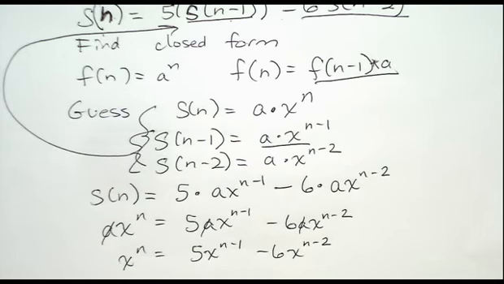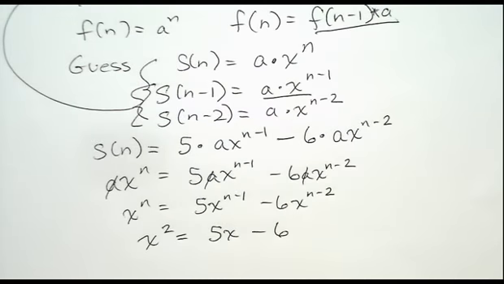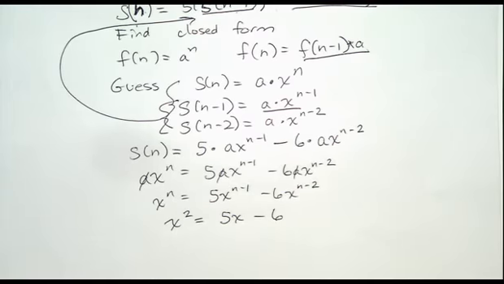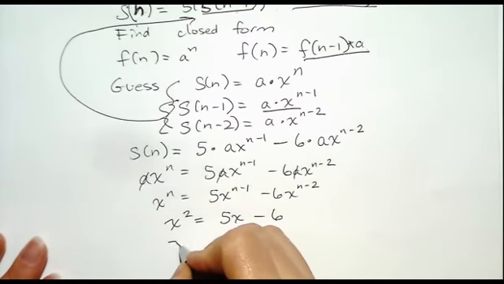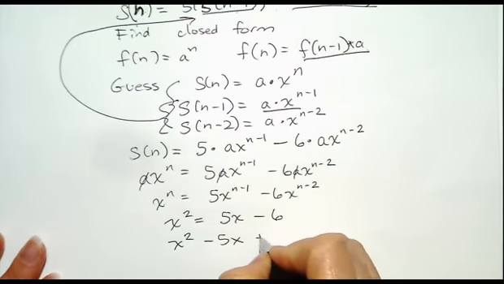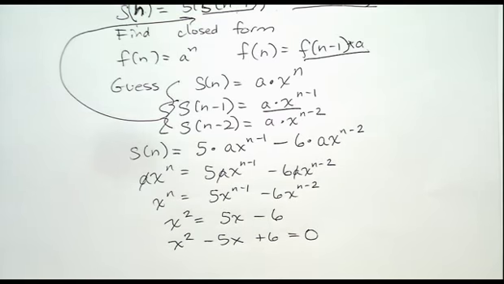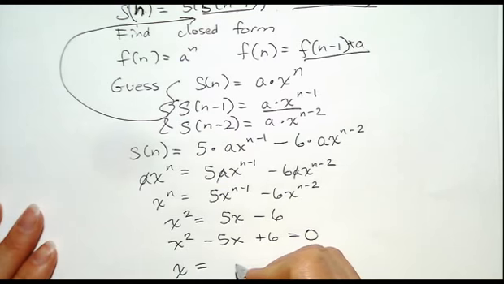Does anybody have an idea of what we might want to do next? Yes? Divide everything by x to the n minus 2. So I'm going to get x squared equals 5x minus 6. Thank you. Okay, and if I set this equal to 0, I can actually solve this with the quadratic equation, right? So I can get x equals minus b, which is minus 5.